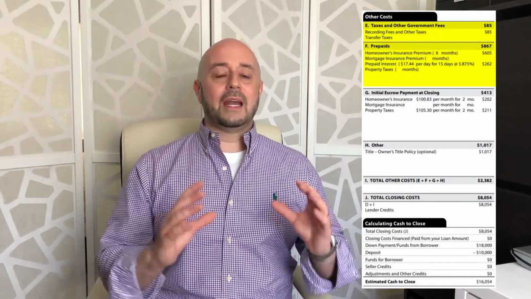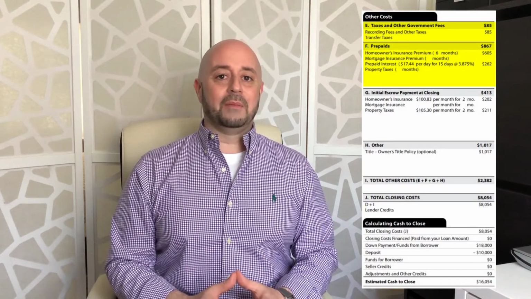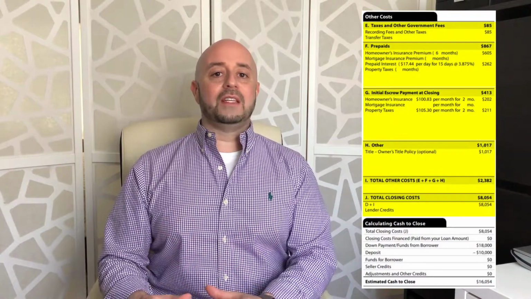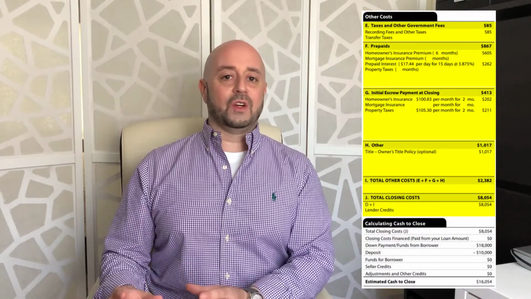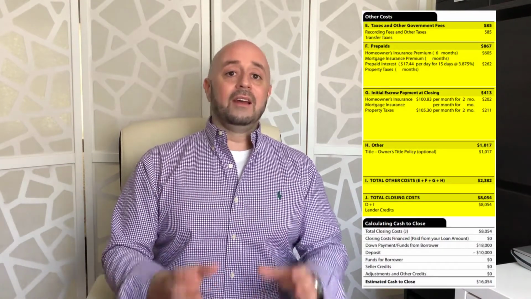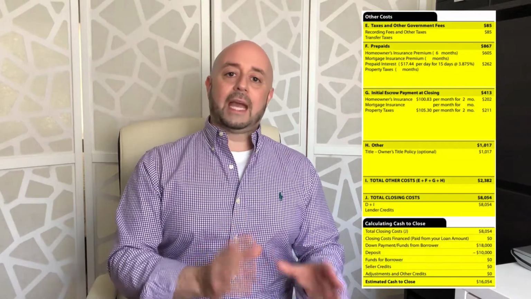The last two sections of page 2 go into other costs and summary of your full closing costs. Other costs are taxes due, government fees, prepaids like homeowners insurance and upfront mortgage insurance premium, and any other fees or costs that might be related to your loan. And then it summarizes all of your cash needed to close.